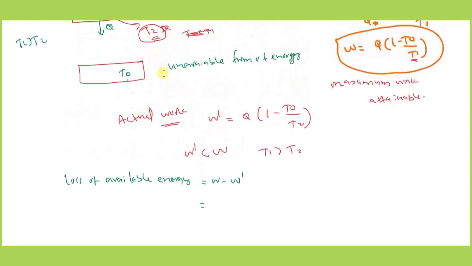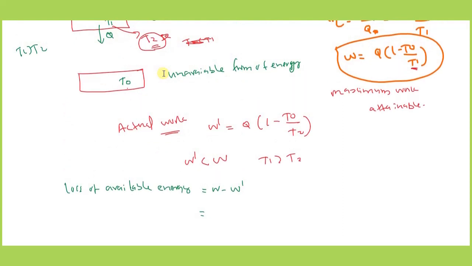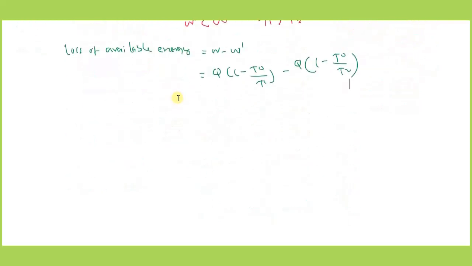The loss of available energy will be equal to W minus W prime. So let us substitute W and W prime. If you substitute, this will be equal to Q into 1 minus T0 by T1, minus Q into 1 minus T0 by T2. Now Q is common here.